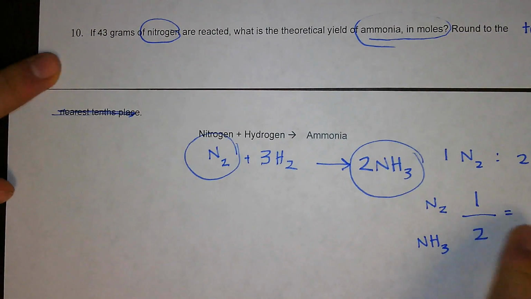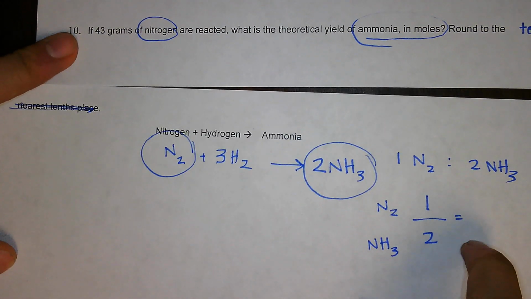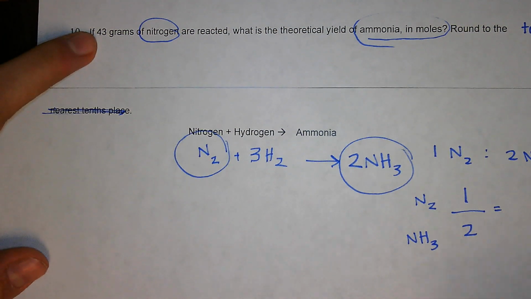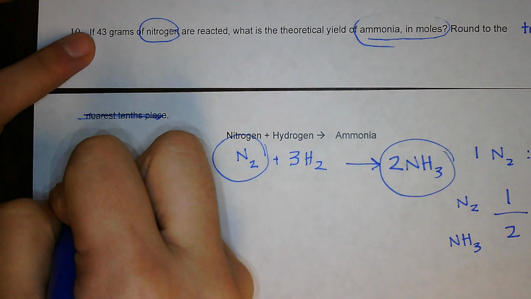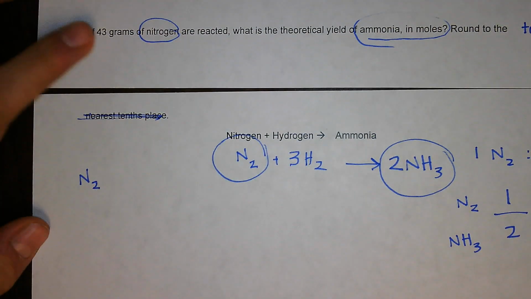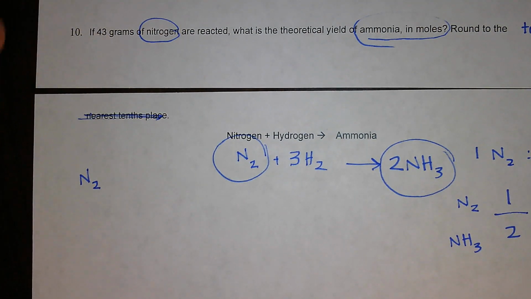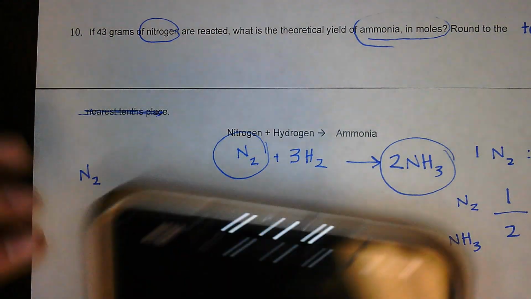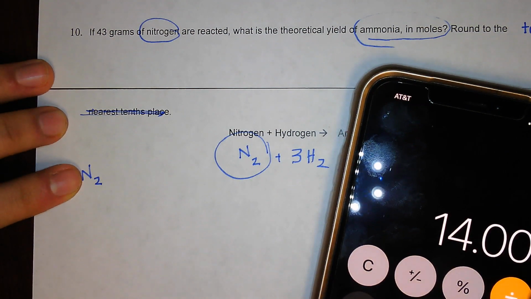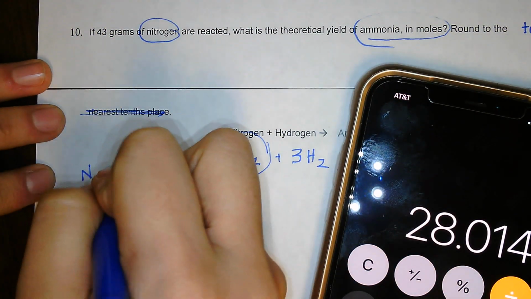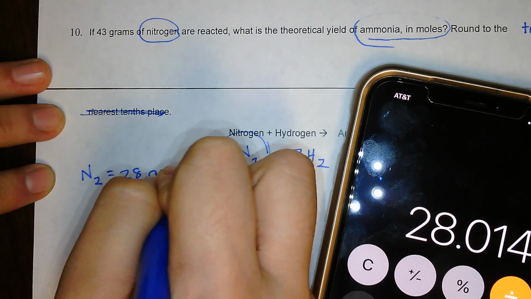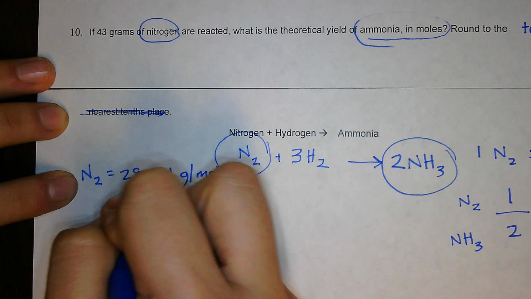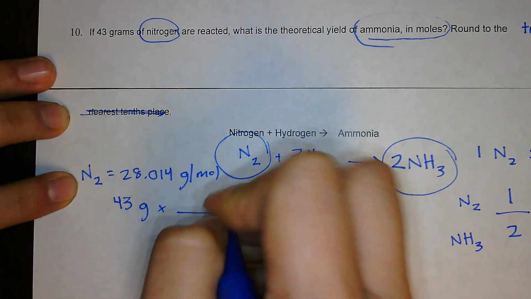And that is equal to, I don't have moles to compare it to because I only have grams. So I have to turn this into moles. So I need to do dimensional analysis. To do that, I need to find the molar mass, from mass to moles. That's molar mass. So N2, the molar mass of that will be 14.007 times 2, 28.014 grams per mole.